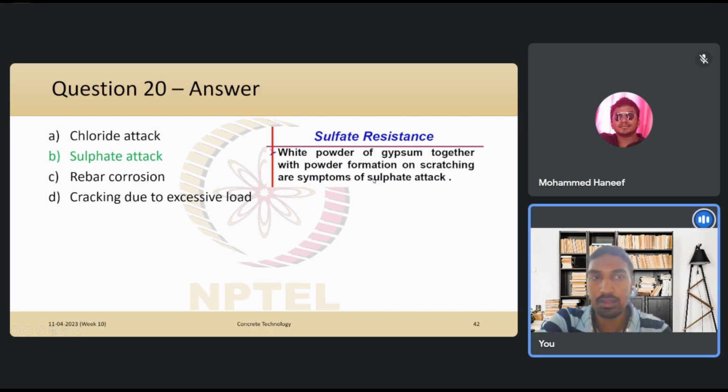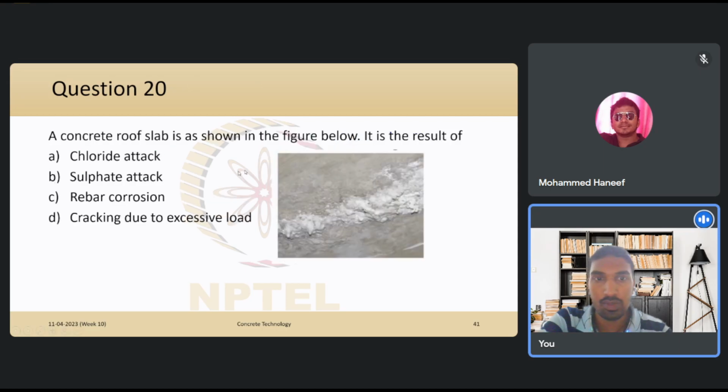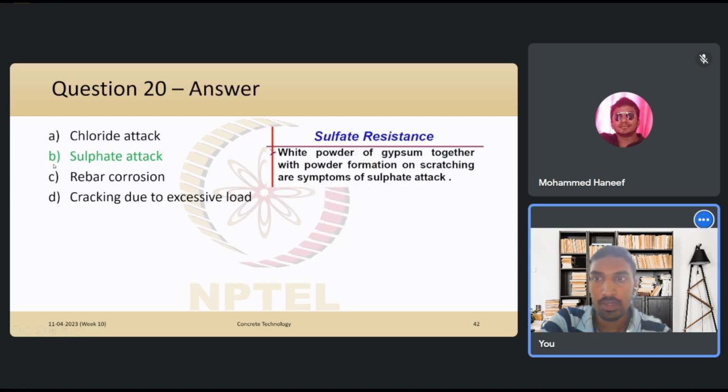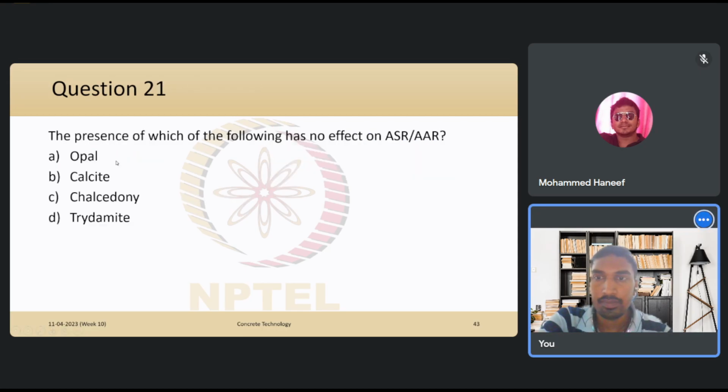We saw that sulfate attack results in the formation of gypsum and ettringite, and this gypsum powder, which is white, will be formed on the surface. That is a symptom you can use to identify sulfate attack, which is what we are seeing in the figure given. So it is option B, sulfate attack. Chloride attack is about the rebar getting corroded, right? So the right option is B, sulfate attack.